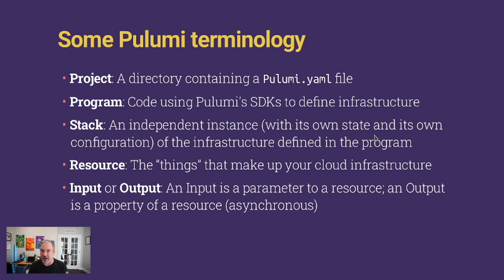Every project will always have at least one stack, and each stack is an independent instance with its own configuration and its own state that refers to all the infrastructure that you've defined. You can have multiple stacks, but you always have at least one stack. And if you think about it, this makes sense. There's no sense in having a project that defines infrastructure if you aren't going to have at least one instance of the infrastructure, right?